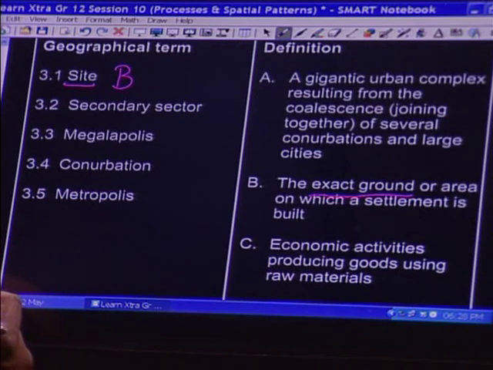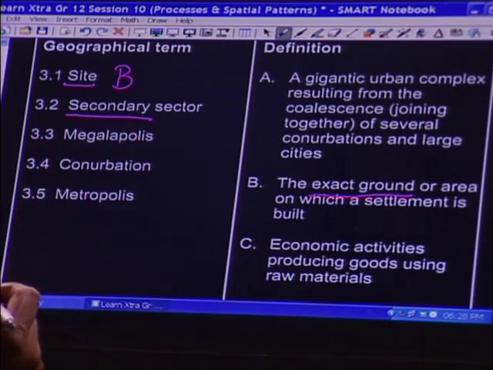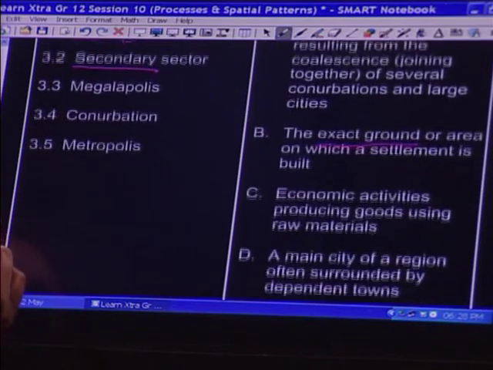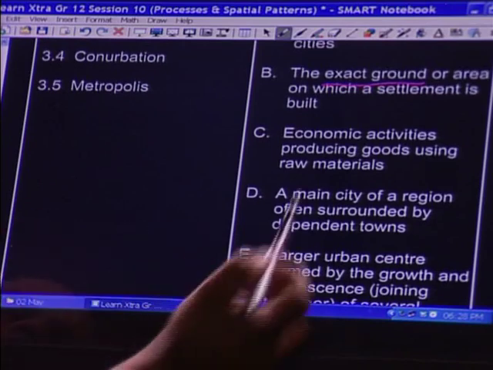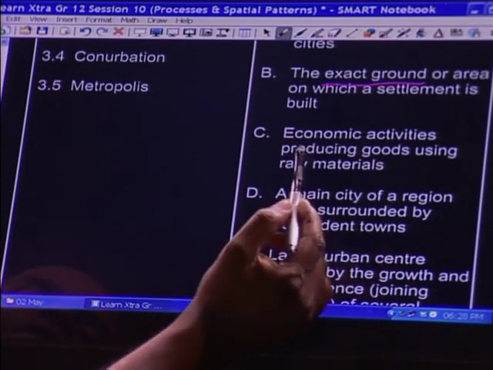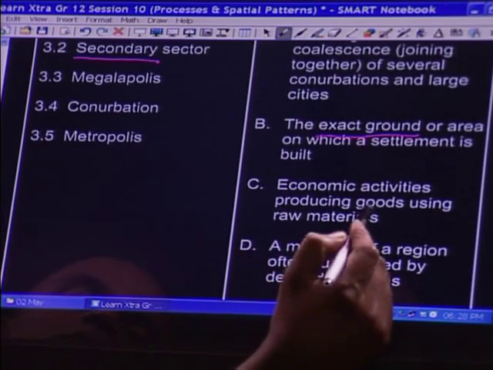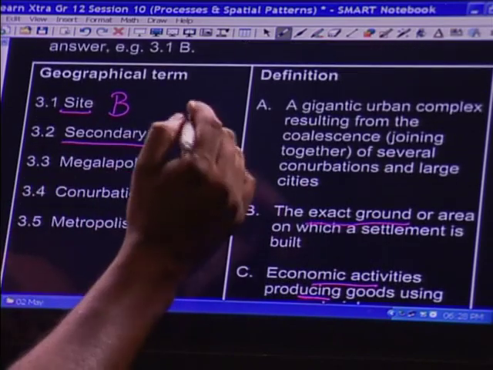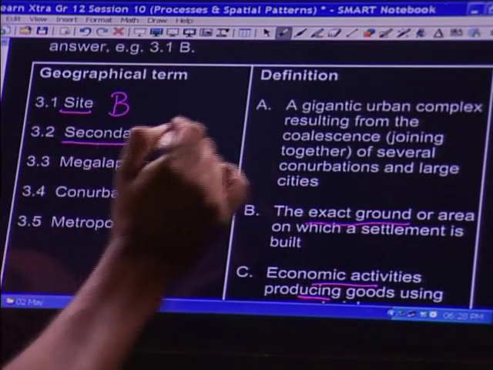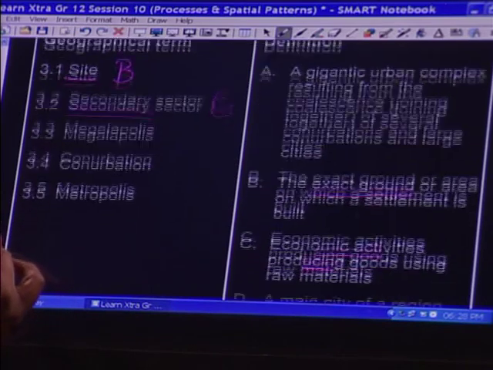Moving on to 3.2, secondary sector. Immediately, we should note that secondary deals with manufacturing and processing of raw material. I should be looking for those key aspects. If I look at option C, economic activities producing goods using raw materials. Note the following: economic activities producing. The production sector deals with secondary activities. Your correct answer for 3.2 is C.